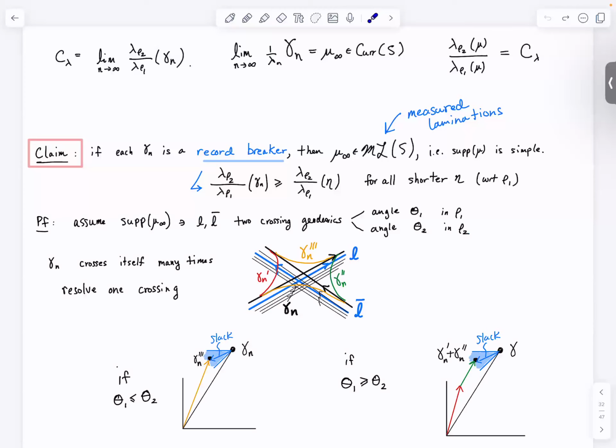Now I can do the same thing we did in the previous case. If I assume that the limiting current, μ∞, has two crossing geodesics in its support, you look at how those geodesics cross in both hyperbolic structures, at angles θ1 and θ2.